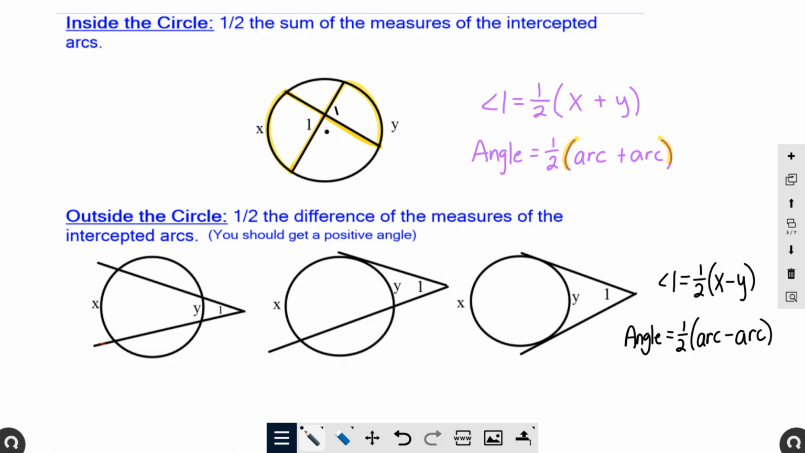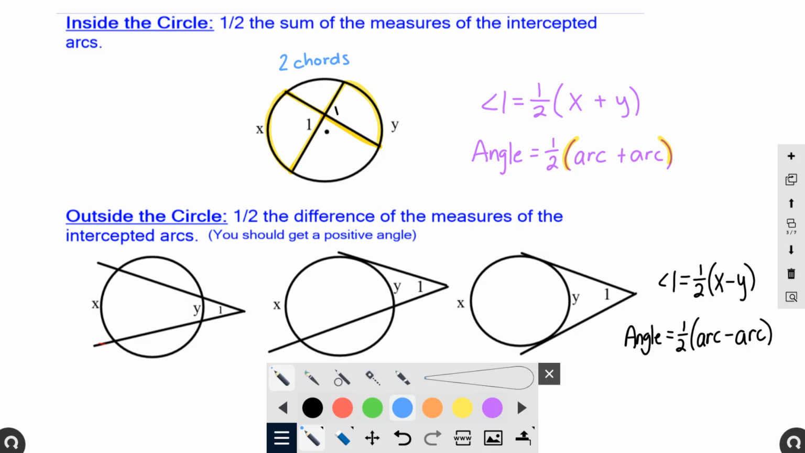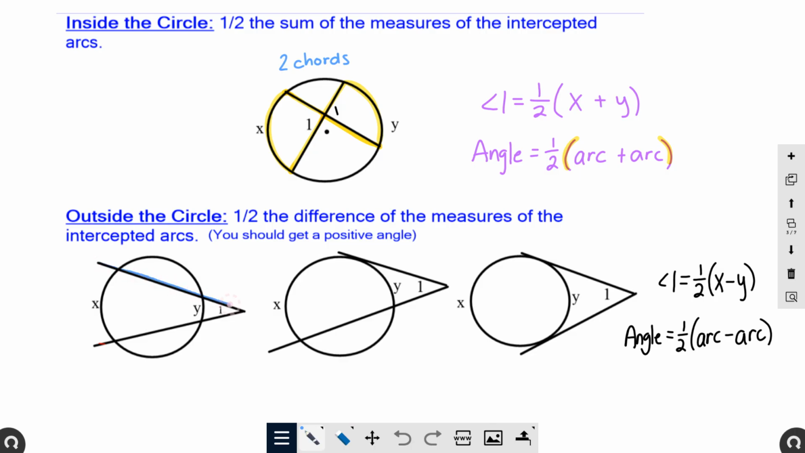Now, I drew 3 different pictures here because angles outside the circle could be made up of different lines. If angles are inside the circle, they're made up of 2 chords. We see those 2 chords cross, right? Not the diameter, but any other chord will work for this. So inside the circle is 2 chords. Outside the circle is different types of lines. What type of line is this one and this one? How many times did they touch the circle? Twice. What are they called if they touch the circle twice?